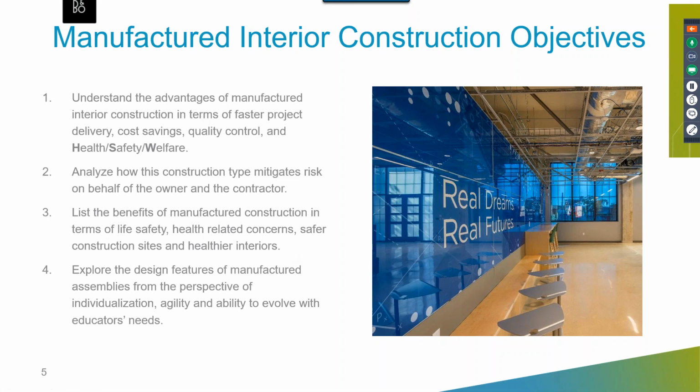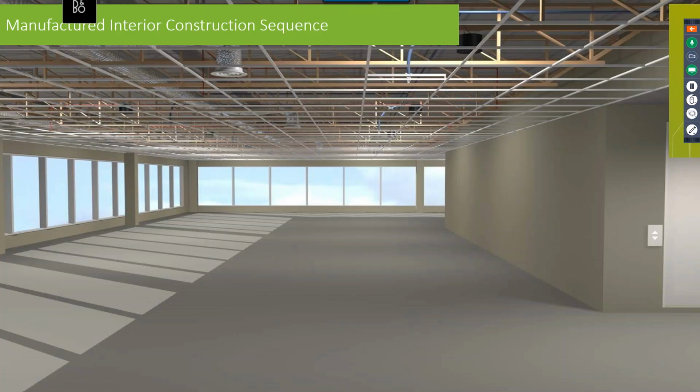So our objectives for today are to understand the advantages of manufactured interior construction in terms of faster project delivery, cost savings, quality control, and health, safety, and welfare. We will analyze how this construction type mitigates risk on behalf of both the owner and the contractor. We'll list the benefits of manufactured construction in terms of life safety, health-related concerns, safer construction sites, and healthier interiors. And then also explore the design features of manufactured assemblies from the perspective of individualization, agility, and ability to evolve with educators' needs. Now, you and I can both be relieved that I am done reading for the day and stepping into some good content.